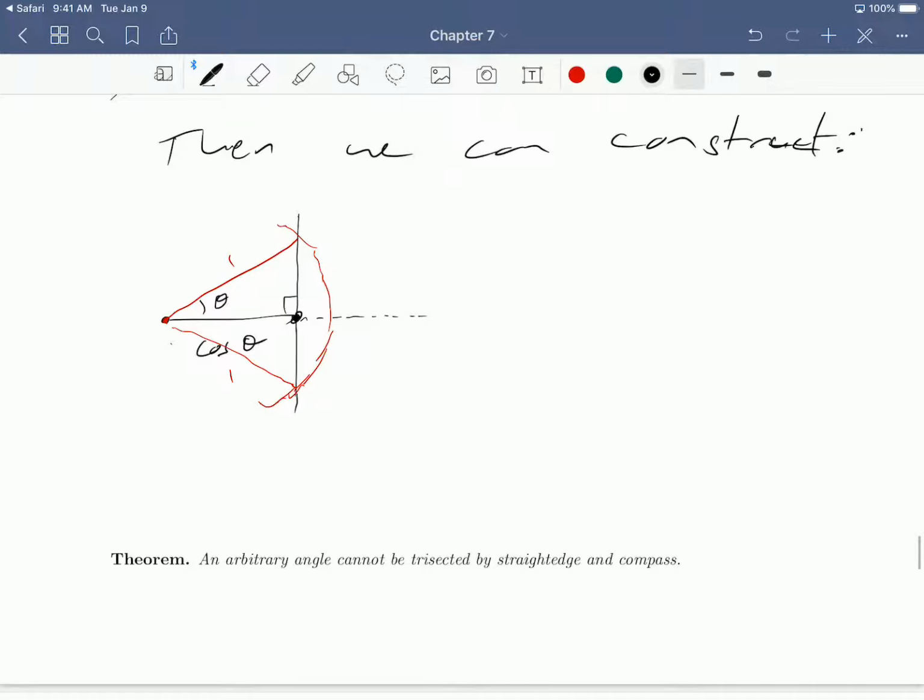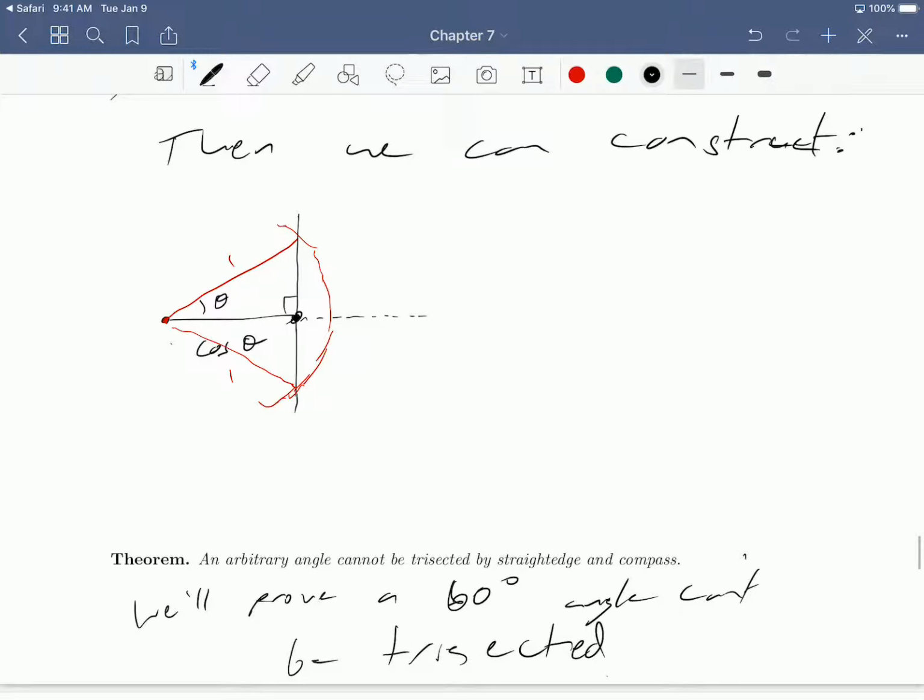The angle that we're going to use for our proof is 60 degrees. So we'll prove a 60-degree angle can't be trisected. And so definitely we can't trisect any old angle, because here's one that we definitely can't do. Okay, so watch for that as one of your last homework assignments.